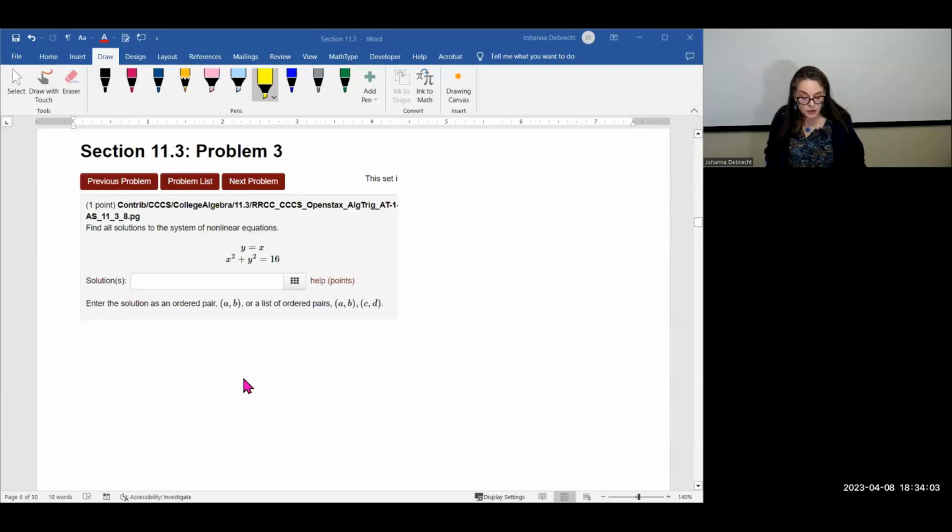Now we're going to take a look at problem number 3, which is very similar to what we've done before. Y equal x is the identity function, slope 1 crossing at the origin. X squared plus y squared equals 16 is a circle of radius 4. So either it never crosses, or it touches once, or it crosses twice. These are our possibilities. Pause the video, work out the solutions, then turn the video back on.